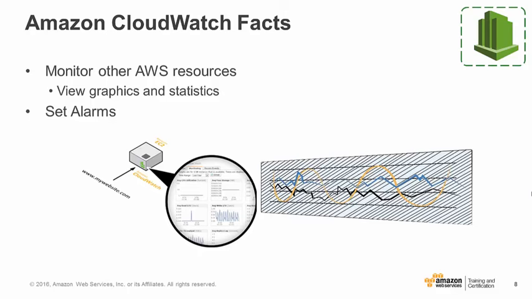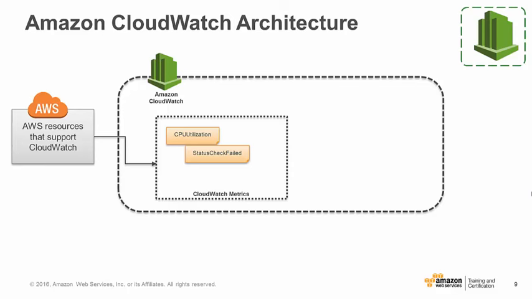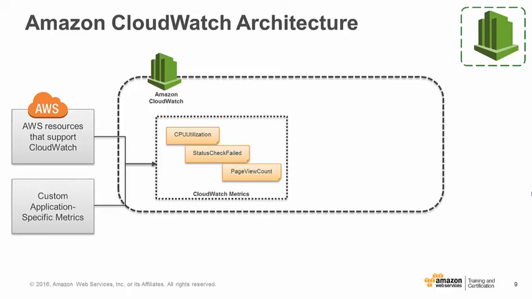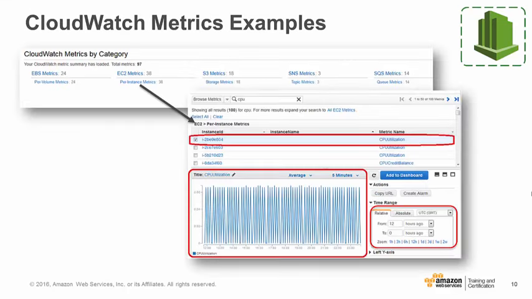You can also use auto-scaling to add or remove Amazon instances. Amazon CloudWatch is a metrics repository. AWS products put metrics into the repository, and you retrieve statistics based on the metrics. Statistics can be graphically presented in the CloudWatch console. This slide shows screenshots from the Amazon CloudWatch console. In the example, a user has selected an EC2 per instance metric of CPU utilization.